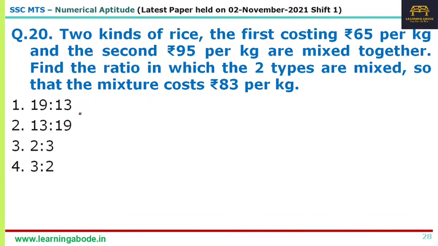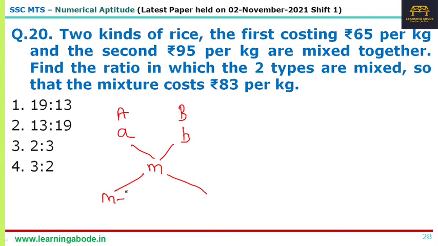Question number 20 is an allegation based question. You know the basics. Let's say there are two items, A and B. The value or the cost of A is small a, and the value or the cost of B is small b. When you mix these two items, let's say you get a mean value, that is the cost of the mixture. Now what you're supposed to do is take the difference, not subtraction as it is, but the difference between the two, and write it here.